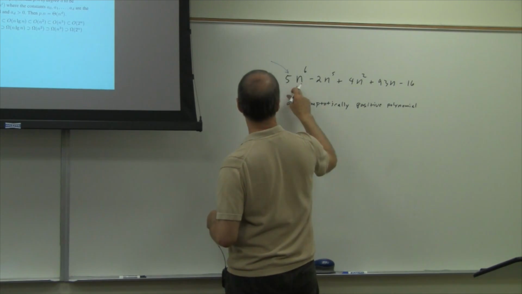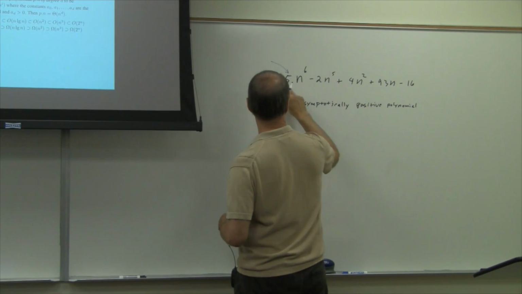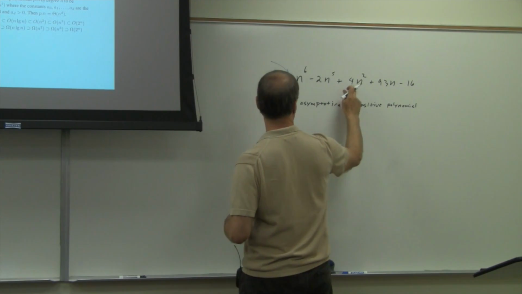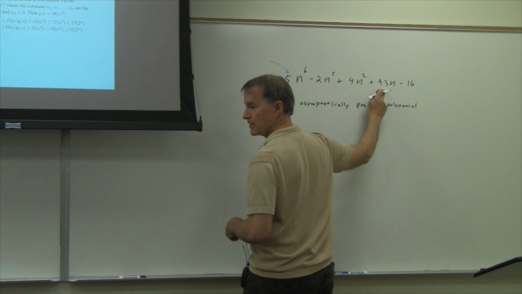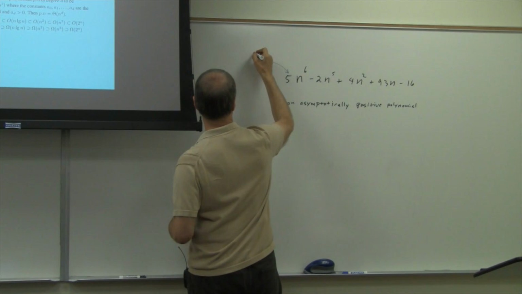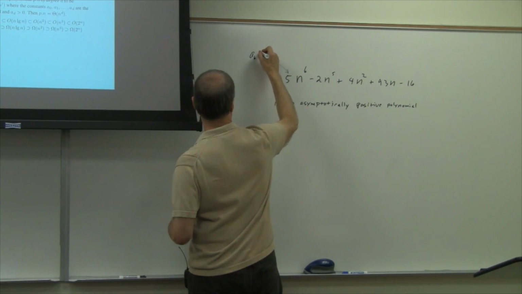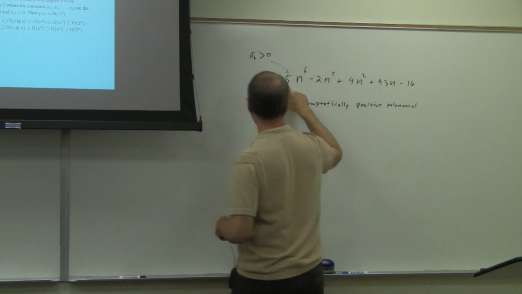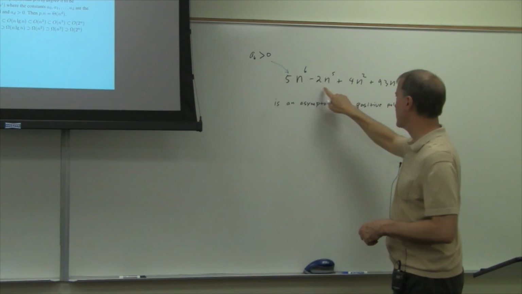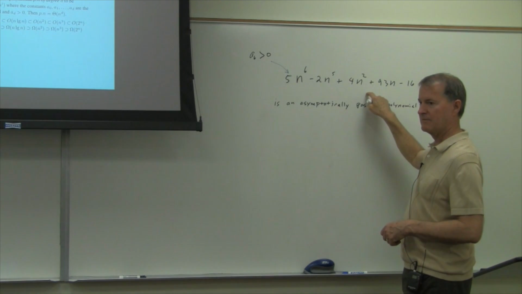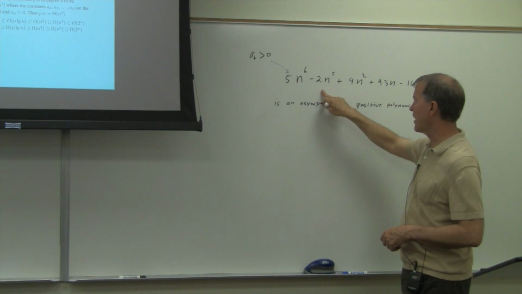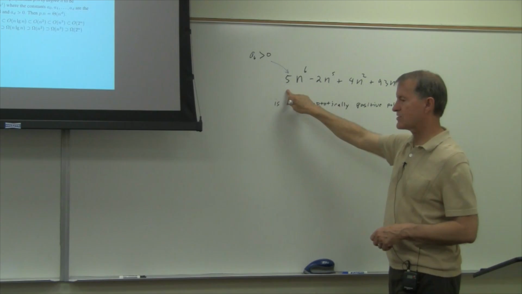This is a sub 6, this is a sub 5, this is a sub 2, this is a sub 1. Are you with me? And furthermore, this a sub 6 is positive. The first one has to be positive. These can be positive or negative, right? So here a sub 5 is less than 0, but still, as long as this one's positive.